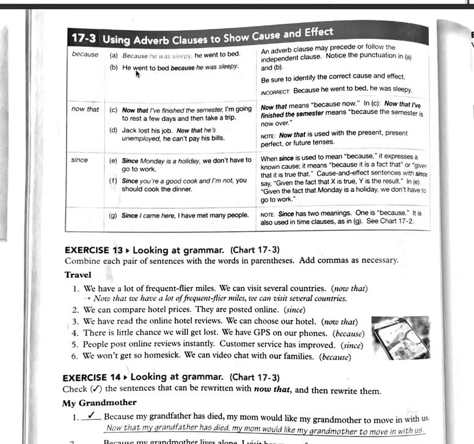And B, he went to bed because he was sleepy. You notice that if the adverb clause follows the main or independent clause, no comma is necessary. But if it comes before the main or independent clause, we use a comma. An adverb clause may precede or follow the independent clause. Notice the punctuation in A and B. In A, there is a comma because the adverb clause is first. In B, there is no comma because the adverb clause follows the independent clause.